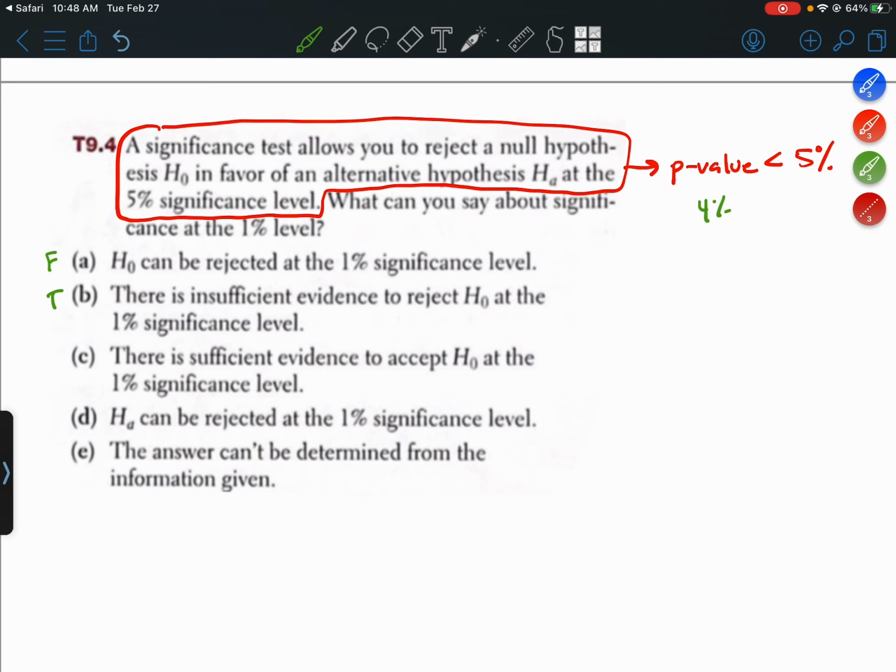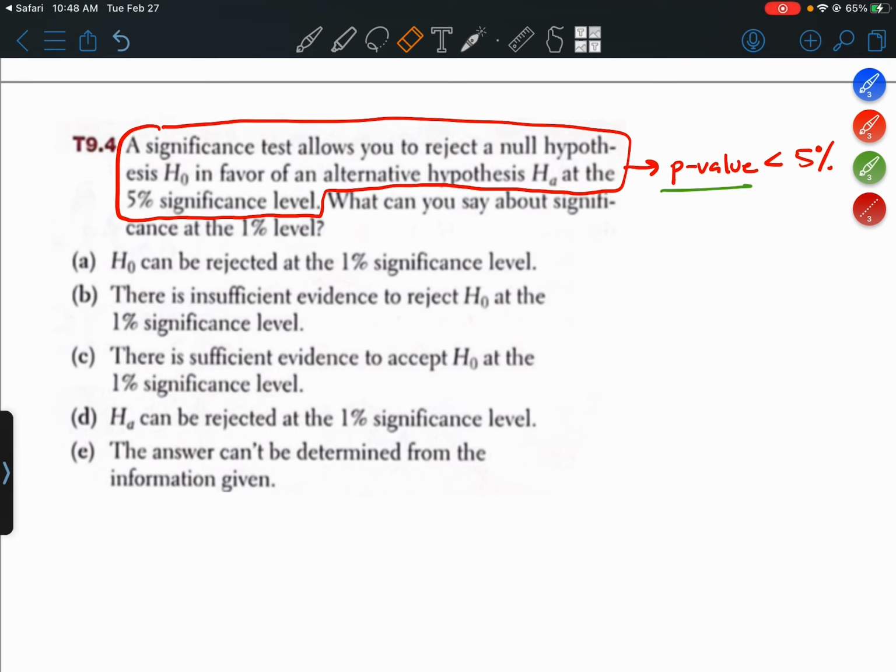But what if the p-value was 0.5%? Then our answers would switch. If the p-value was 0.5%, then we would be able to say that we could reject at the 1% level. So the point I'm trying to make is that we can't make a definitive statement because we don't know the definitive p-value. We just know that it's less than 5%. It could be as low as 0.5%, or it might only be 4.5%. We just don't know.